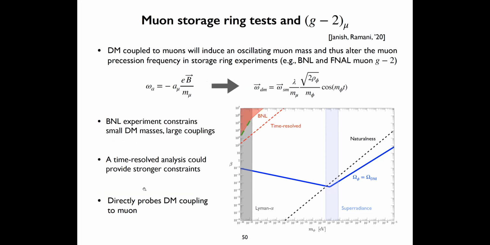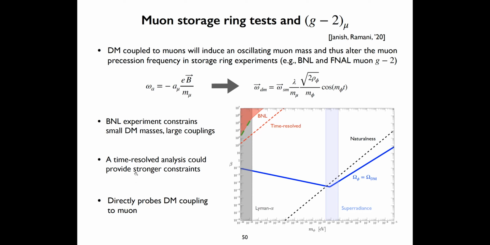Okay, now let me talk about probes that rely directly on the coupling to the muon, which is interesting because that's the coupling that's controlling the relic density. One possibility is to look at muon storage ring experiments, experiments that try to measure g-2 of the muon. The idea here is that dark matter coupling to muons will induce an oscillating muon mass, and so it can alter the muon precession frequency in storage ring experiments. That's shown by this equation: there'll be a shift in the precession frequency that is controlled by the dark matter oscillating energy density, or oscillating field value. This has been studied by Janish and Romani, and they put some constraints by studying the Brookhaven experiment. So that's shown here.